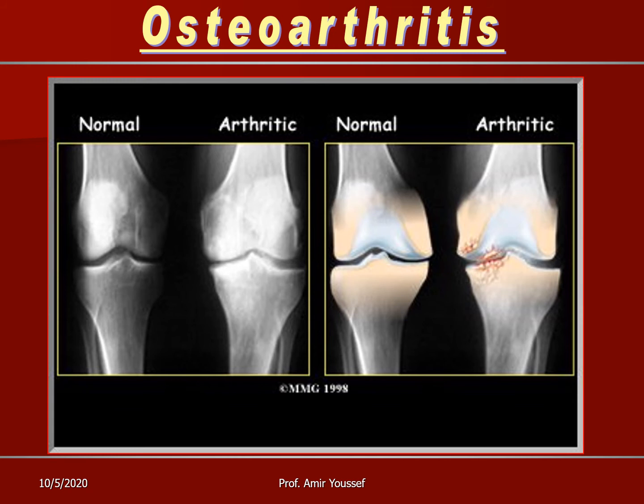This is a normal knee joint. This is an arthritic joint with narrowing, asymmetrical narrowing in joint space. This is also a normal knee joint with equal space for both sides, and here an arthritic joint with asymmetrical joint narrowing.